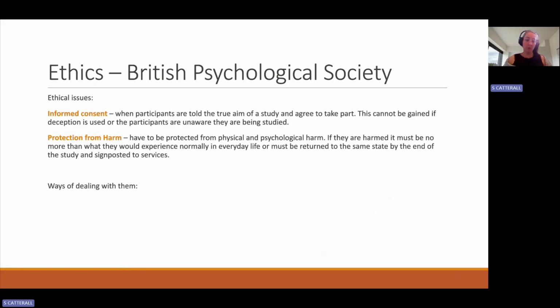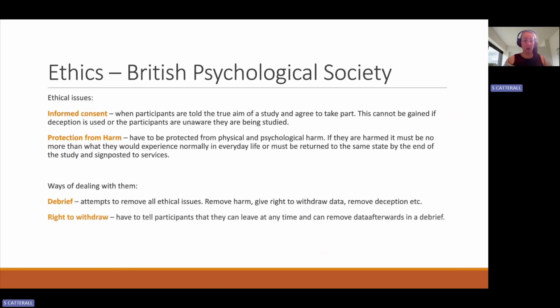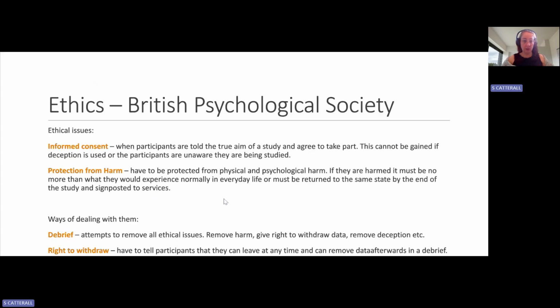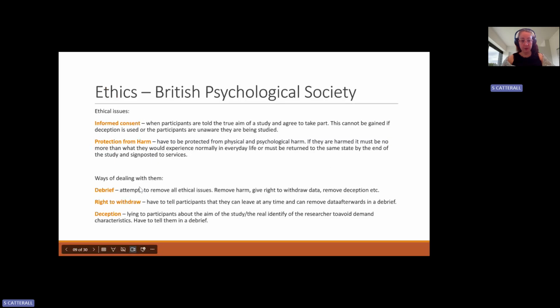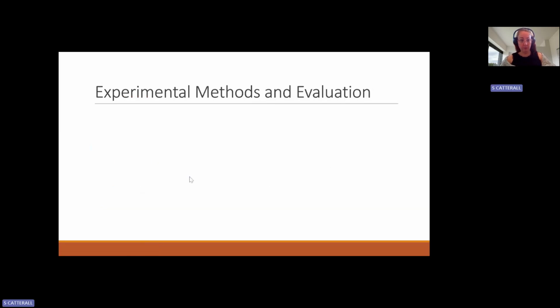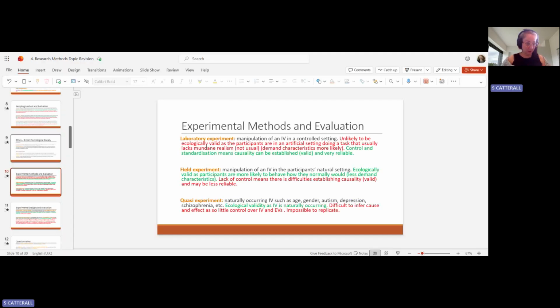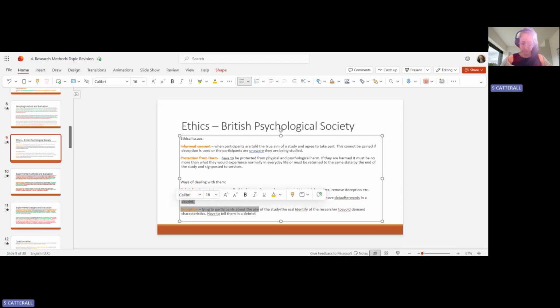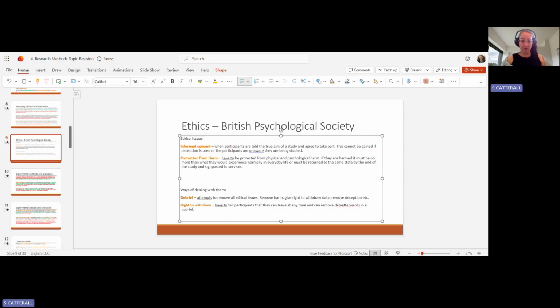And then on the spec, it says ways of dealing with them are the following. Oh, I've just realised I've made a mistake. Let's just get rid of this and I'll edit it now if I can. Yes, let's see. So for ethics, deception is actually an ethical issue. Another way of dealing with it is confidentiality.